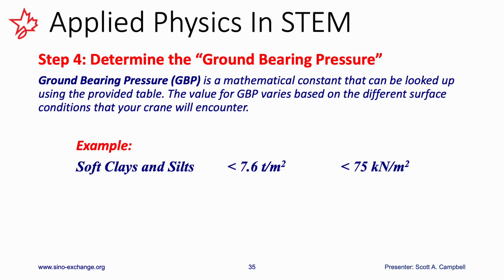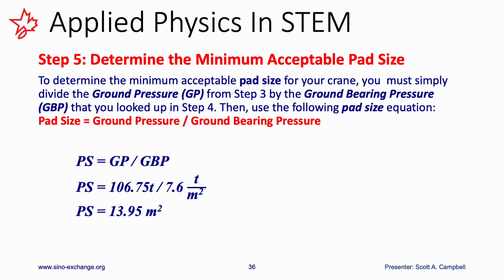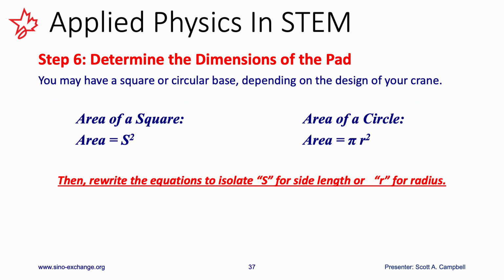However, in this example, I'm going to use the value for soft clays, which is equal to 75 kilonewtons per square meter. To determine our minimum pad size, we then divide the ground pressure by the ground bearing pressure. We then substitute our values into this equation, and we're left with a minimum acceptable pad size of approximately 14 square meters. Now we need to determine the dimensions of our pad.